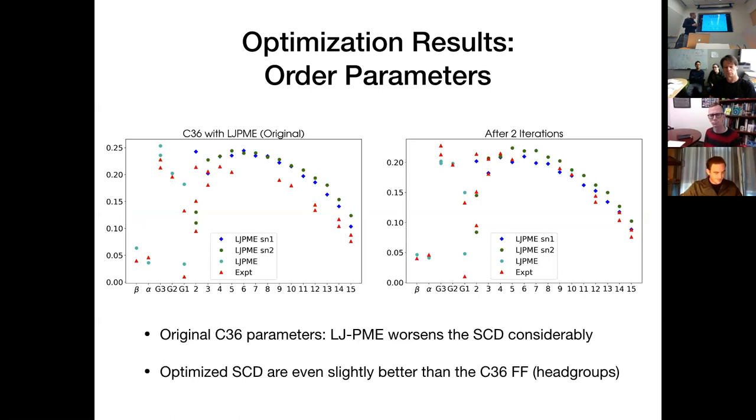So then when we look at the order parameters, the red dots are the experiments for the two chains and in the headgroup region. And those are pretty good for the original C36, but then when we use LJPME, it's all over the place. And then again, after two iterations, we have basically the same accuracy as the original force field. And in the head groups, it's even better.